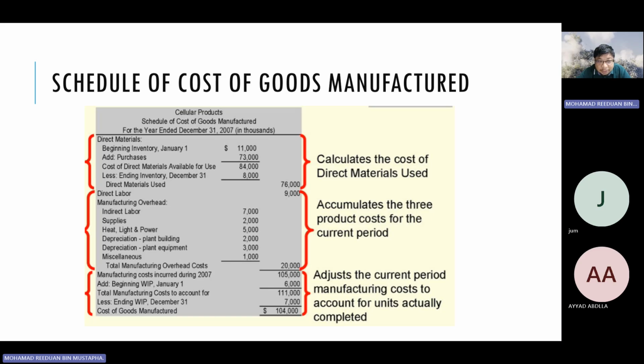Whereby the plant equipment is about 3,000, maybe the value of the equipment is not that expensive compared to the building. So normally the plant equipment goes for 20% to 30%, but plant building can be less than 5%. But the value is very high, but the depreciation is there.